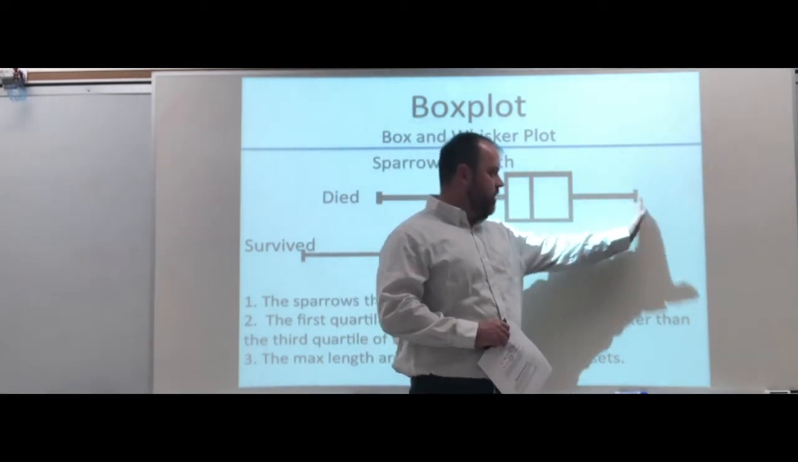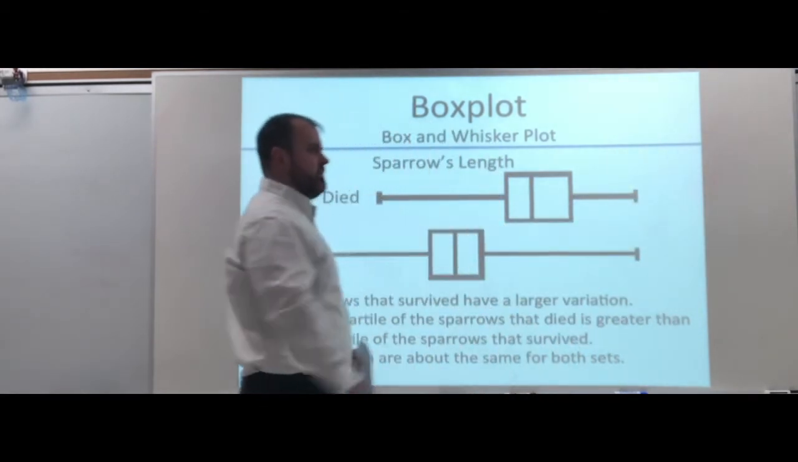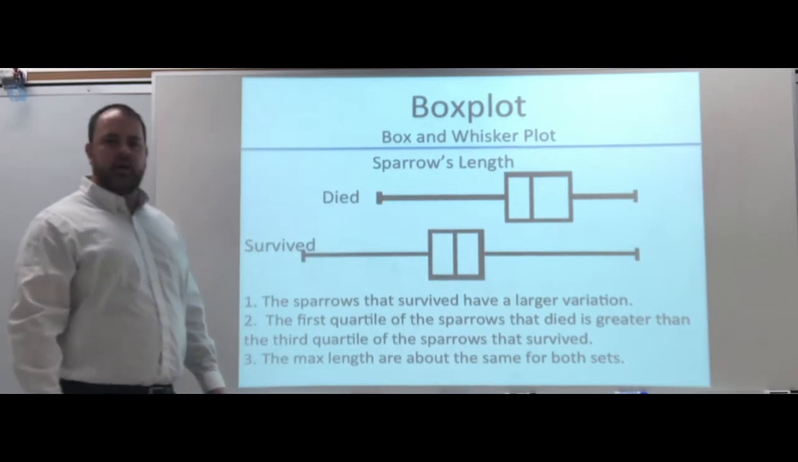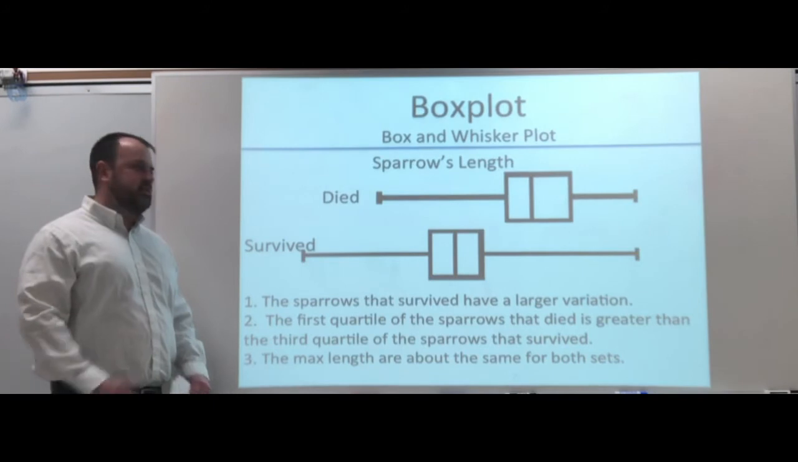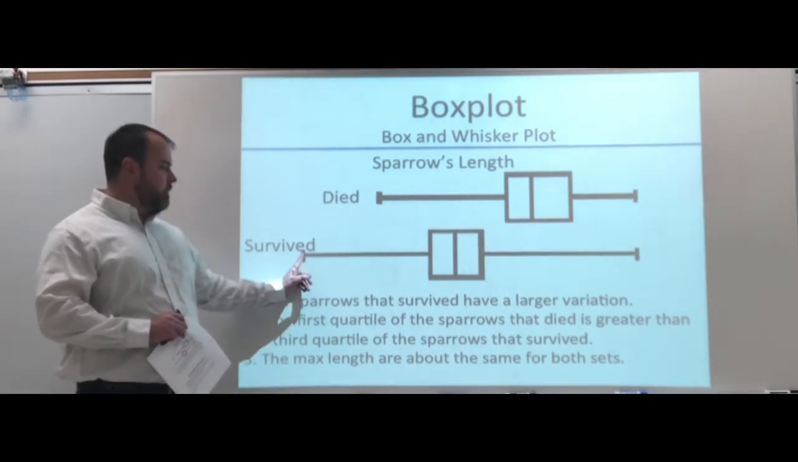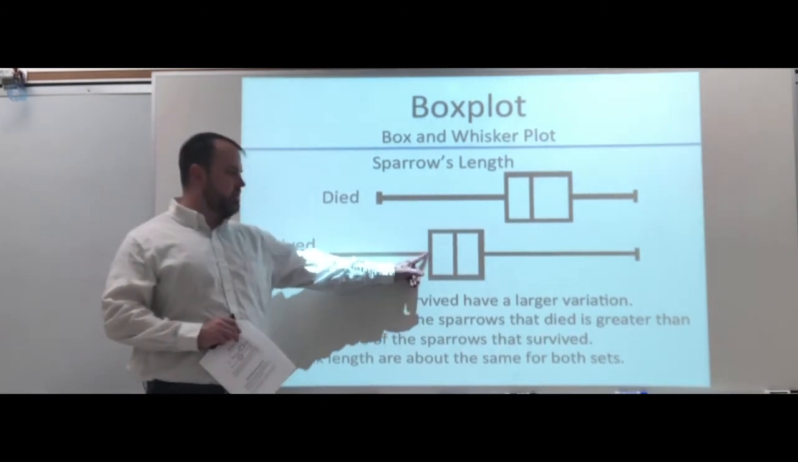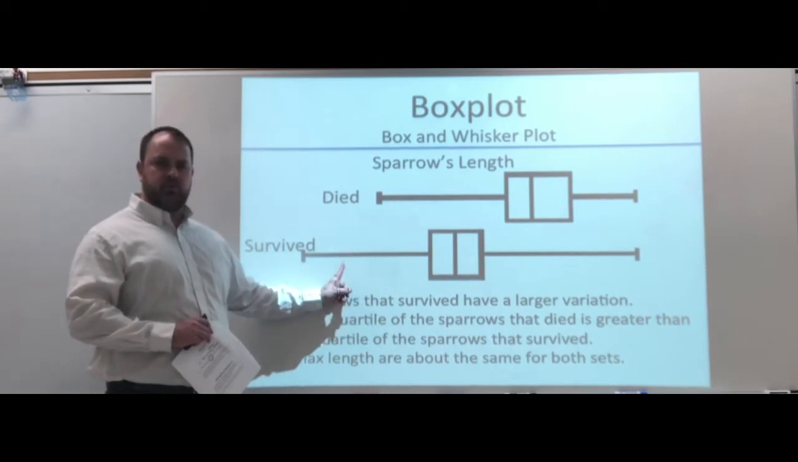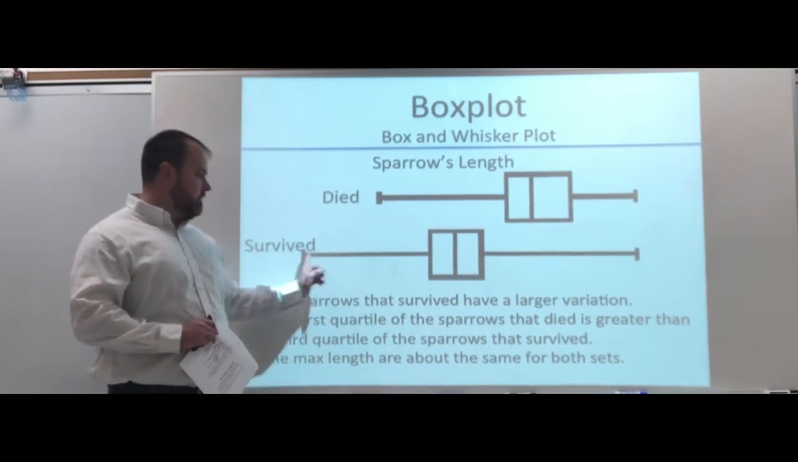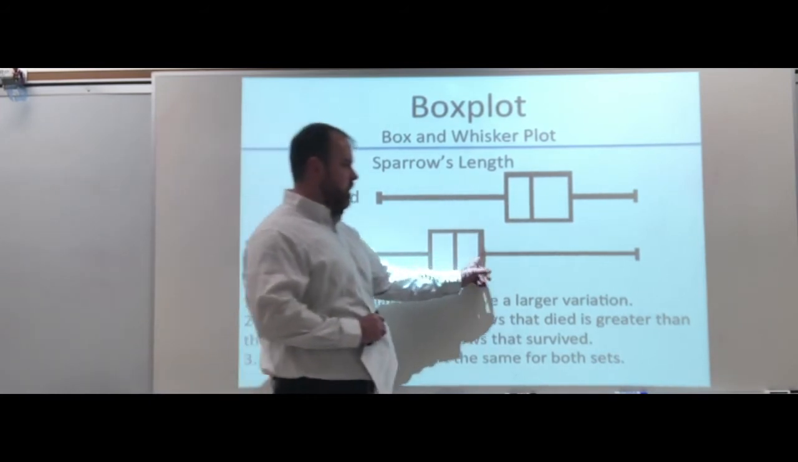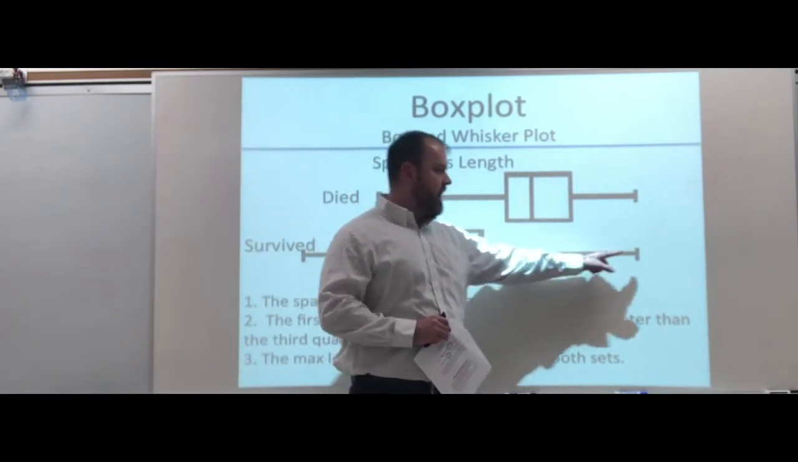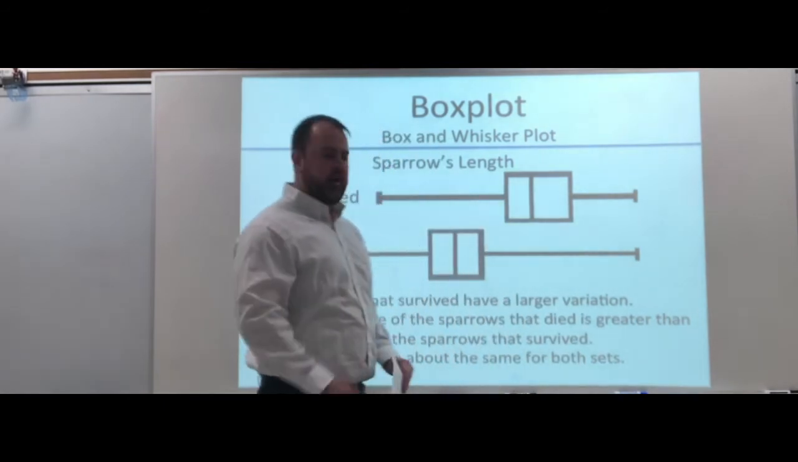So that means no matter if they died or survived, the longest lengths are going to be about the same. Okay? So here's looking at box and whisker plots. Now, like I said before, from the minimum value to our first quartile, we don't know what's going on in between there. This might be just one point very, very far away. And the same thing might be true here. We might just have one outlier that's very, very far away.